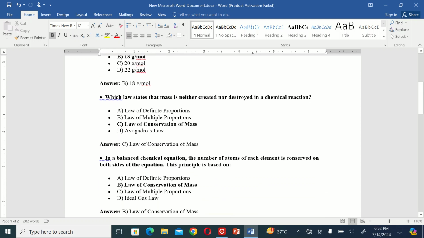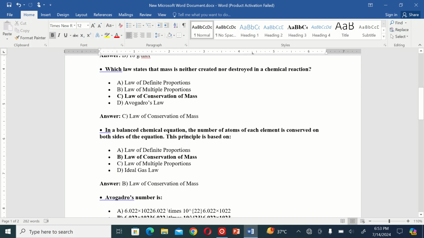Which law states that matter is neither created nor destroyed in a chemical reaction? Law of definite proportion, law of multiple proportion, law of conservation of mass, Avogadro's law. C is the correct option. Law of conservation of mass.